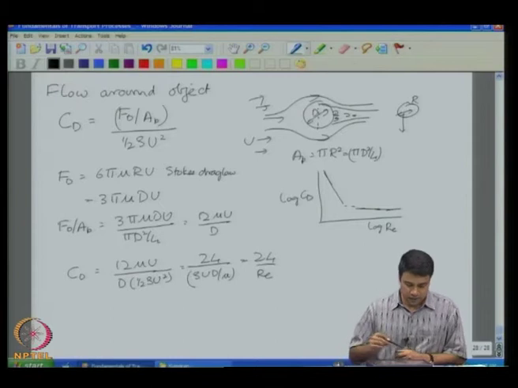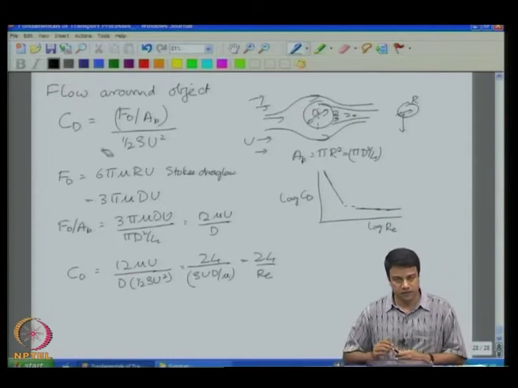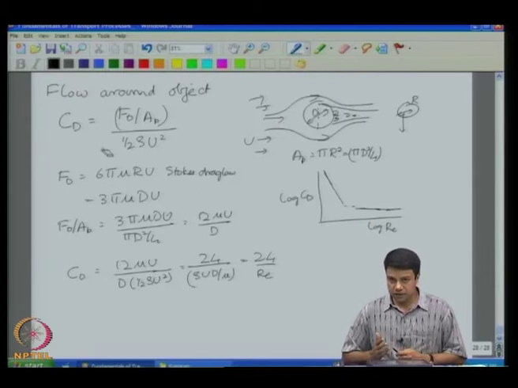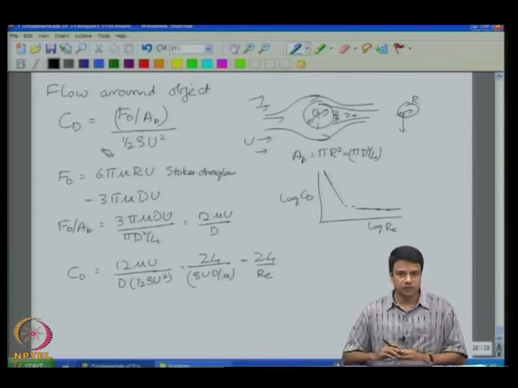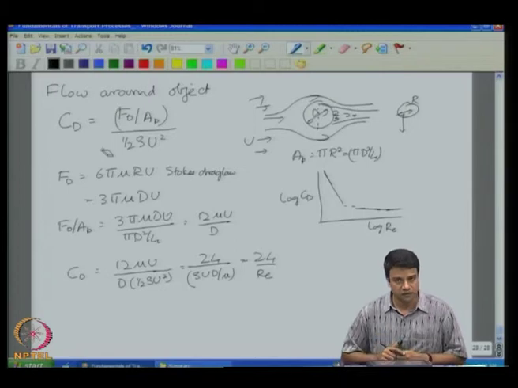That is scaled by half rho u square. Flux of momentum is force per unit area. Half m u square is kinetic energy. So, half rho u square is kinetic energy per unit volume. So, I am scaling the force per unit area with the energy per unit volume, and they have the same dimensions because energy is force times length. So, the average stress is being scaled by the energy per unit volume, and that is how you get the drag coefficient.